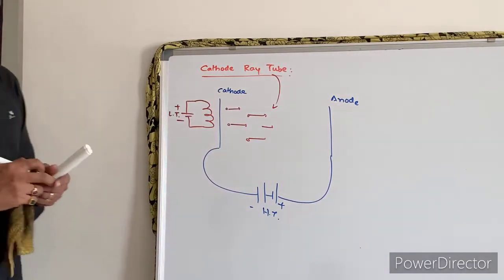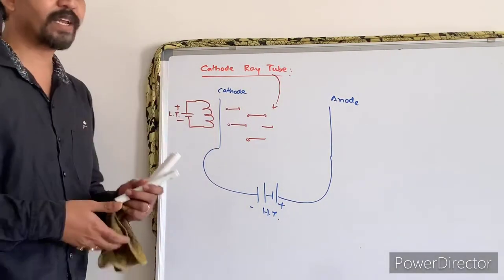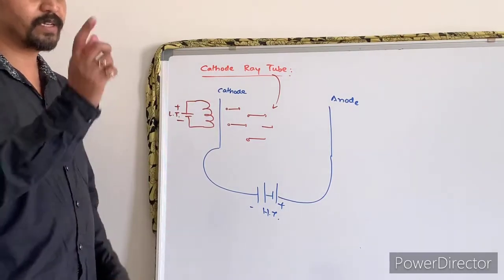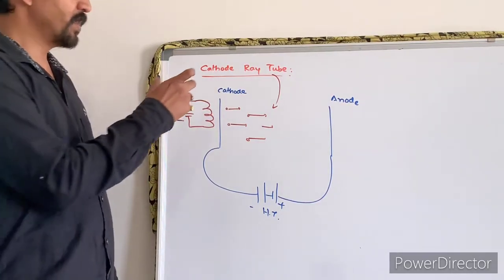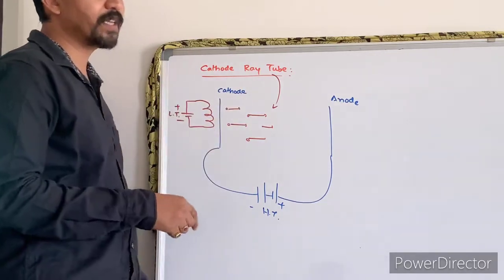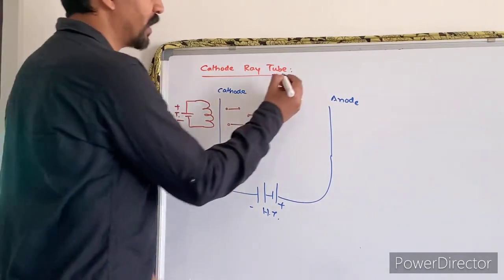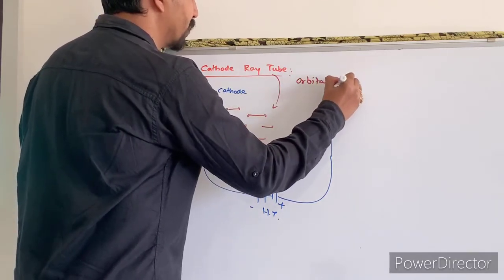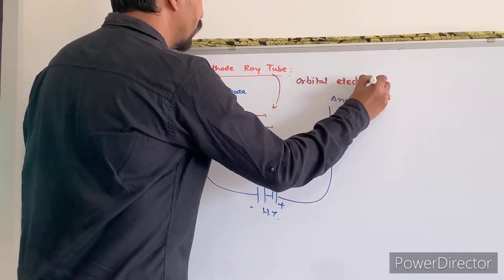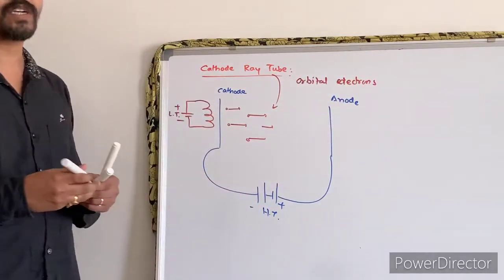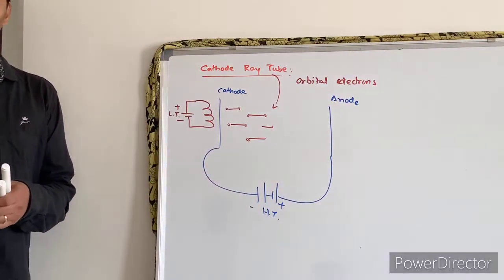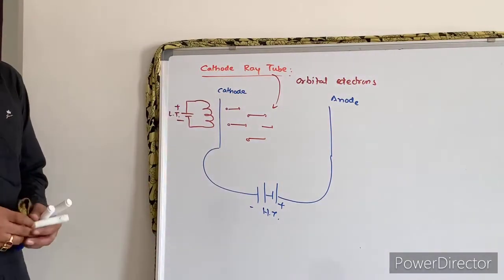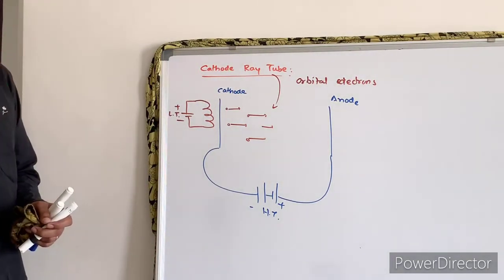Now what is the difference between cathode rays and beta particles? Both are electrons only, but there is a vast difference. These cathode rays, the electrons emitted, are orbital electrons. What are orbital electrons? The electrons which are in the outermost orbit. Why are metals good conductors? Because they have a large number of free electrons. These are free electrons, right? Therefore these electrons are removed, and therefore they are called cathode rays.